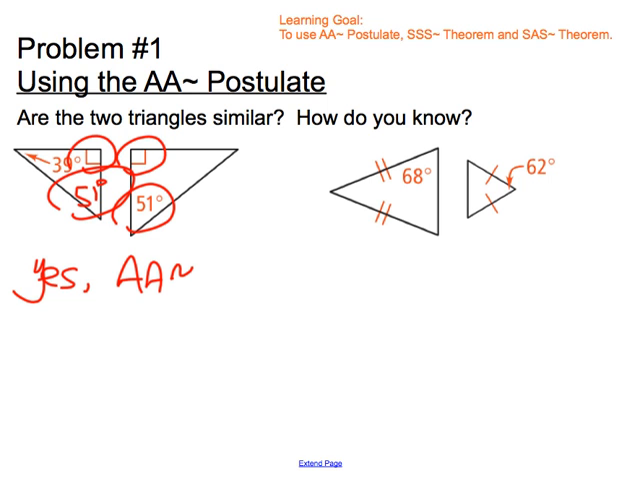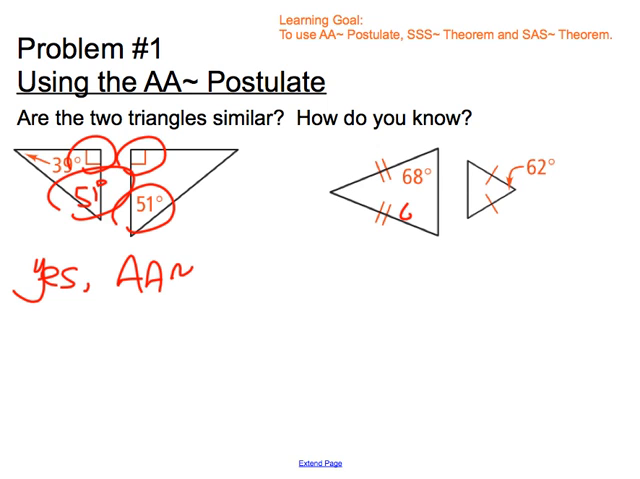So let's take a look at two more triangles. Here we have two isosceles triangles. One of them has a vertex angle of 62 degrees. The other has a base angle of 68. So in this case, we need to show that the 68-degree angle could be one of the base angles here, or that the 62-degree angle could be the vertex angle here.